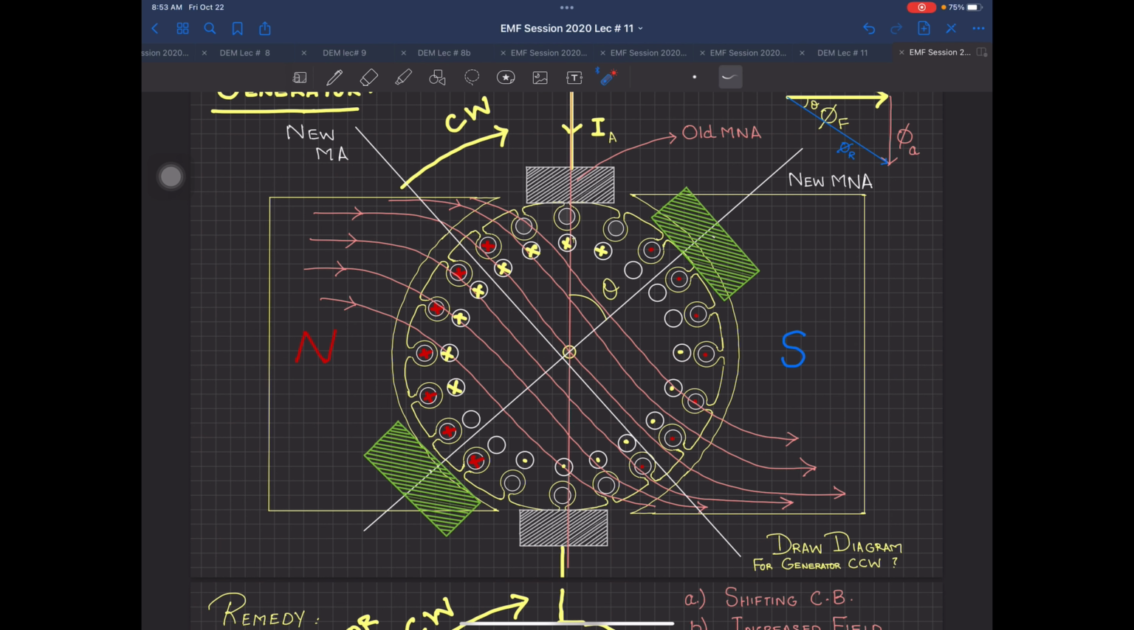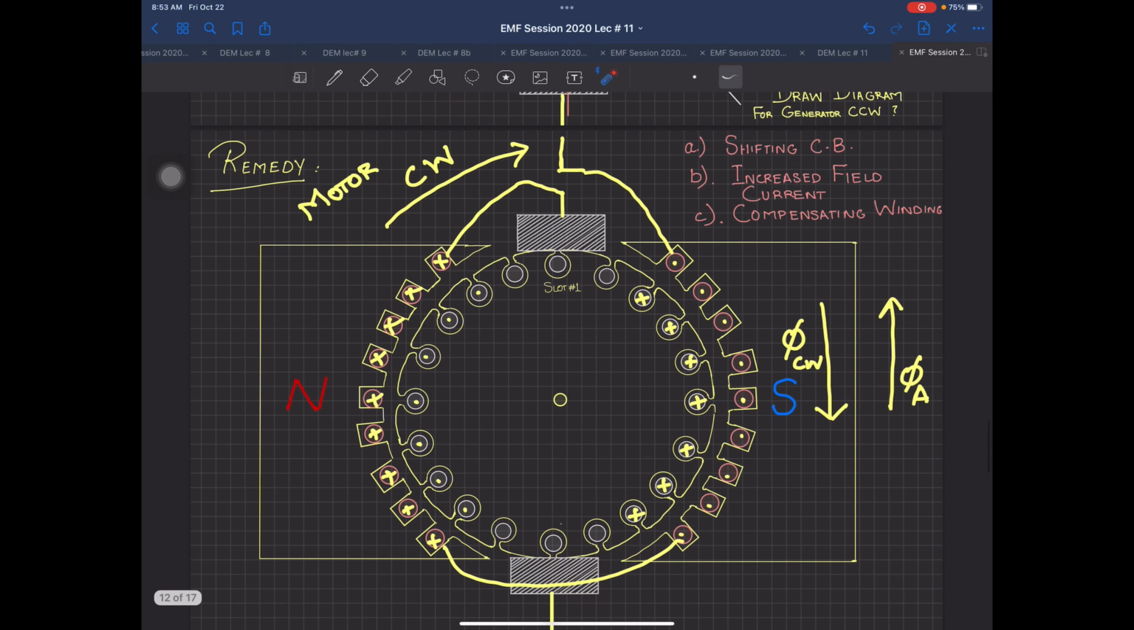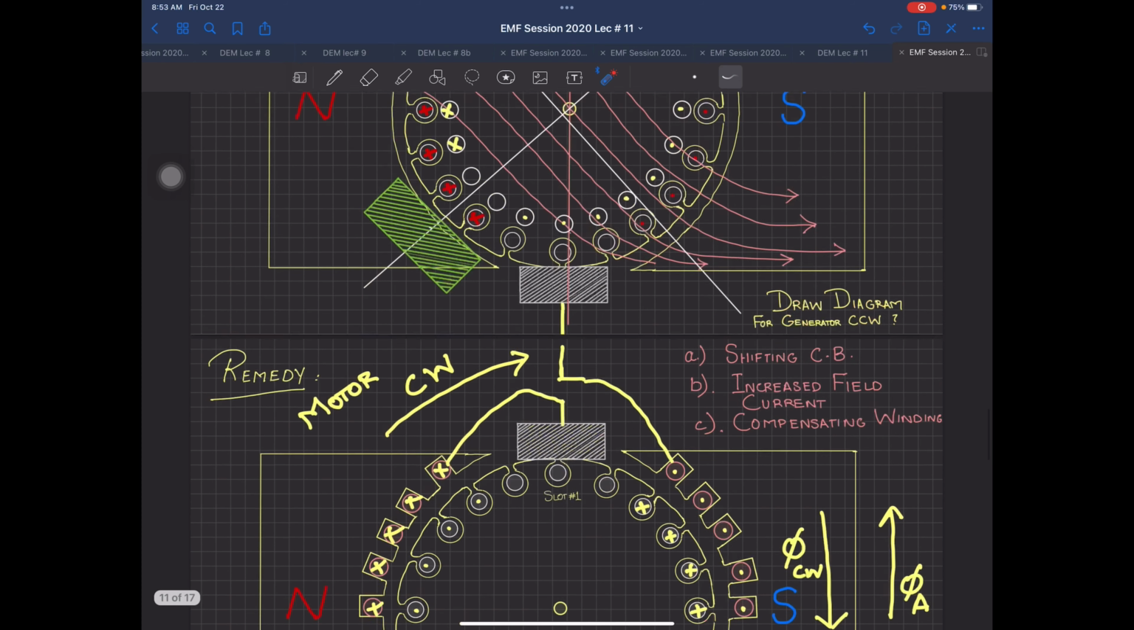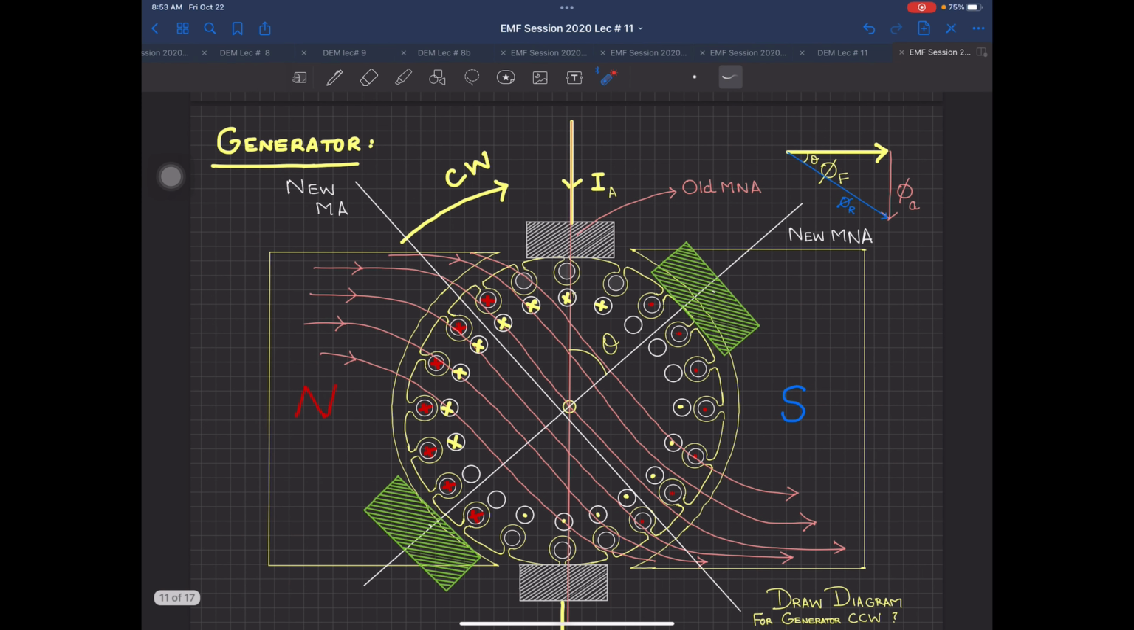If the load is constant, then this angle theta is constant. But armature reaction is still there unless and until you have applied any of these remedies. One remedy, which is a very crude form, is that you increase the field current. In this vector diagram you have phi f equal to this one. You increase your phi f very much. So what will happen? The angle would now be very small.